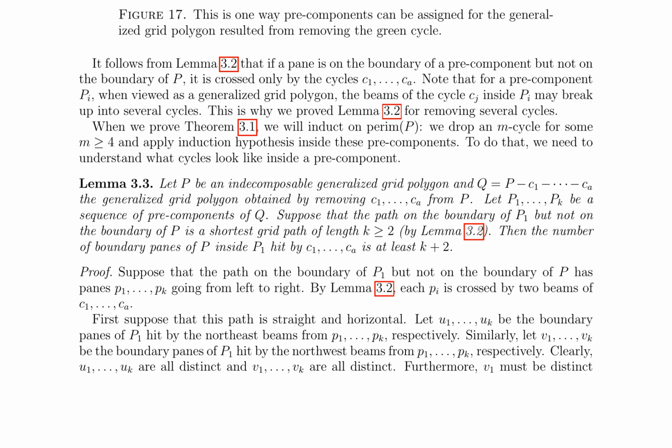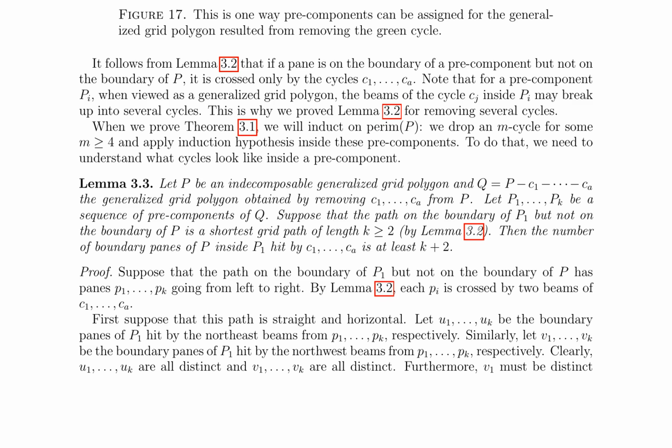A detailed analysis is presented for the case where the path is straight and horizontal, including a visual representation in Figure 17. The authors defined two sets of boundary panes U1, Uk and V1, Vk hit by the northeast and northwest beams from the panes P1, Pk, respectively. The distinctness of these sets is established, and it is shown that V1 must be distinct from U1, Uk.